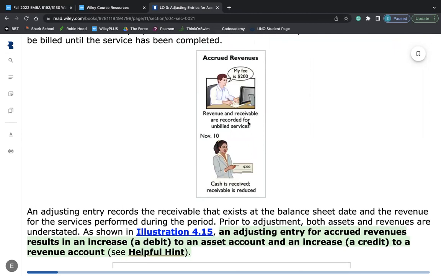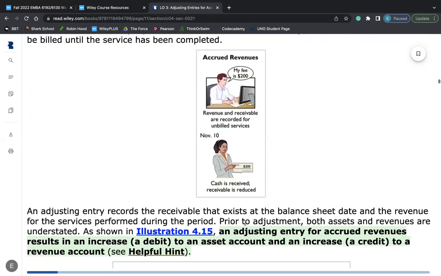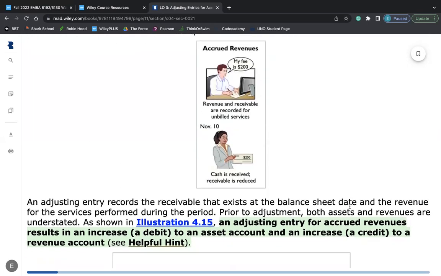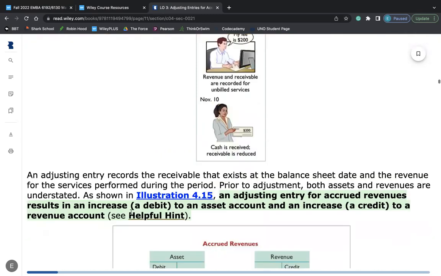This guy right here and this lady right here, they're gonna help us. An adjusting entry records the receivable that exists at the balance sheet date and the revenue for services performed during the period. Prior to adjustment, both assets and revenues are understated. As shown in illustration 4.15, an adjusting entry for accrued revenues results in an increase to an asset account and an increase to a revenue account.